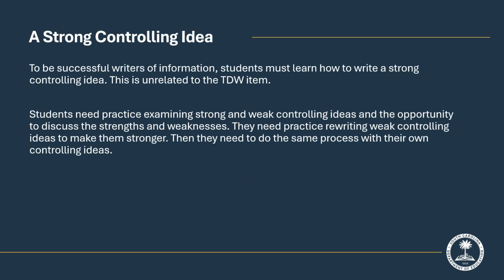To be successful writers of information, students must learn how to write a strong controlling idea. This is part of the writing process and is unrelated to the TDW item. Students need practice examining strong and weak controlling ideas and the opportunity to discuss the strengths and weaknesses. They need practice rewriting weak controlling ideas to make them stronger. They then need to do the same process with their own controlling ideas. The strategies for claim presented in recording 2A can be adapted for controlling idea.